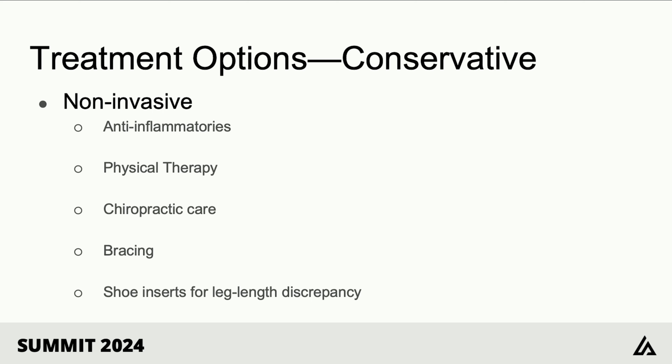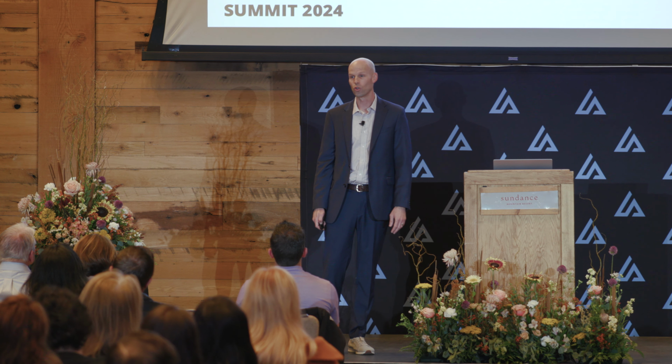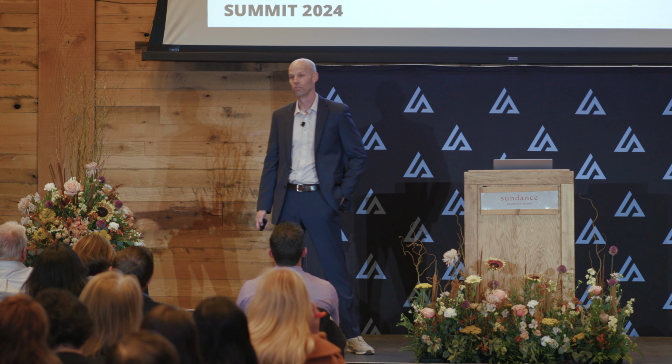This is using things just like simple oral anti-inflammatories, physical therapy, chiropractics, bracing, even just something as simple as a shoe insert to help those who may have leg length discrepancy. These things can be sufficient to get the pain under control, get patients back to where they're living their normal lives and doing the things that they want to be able to do.